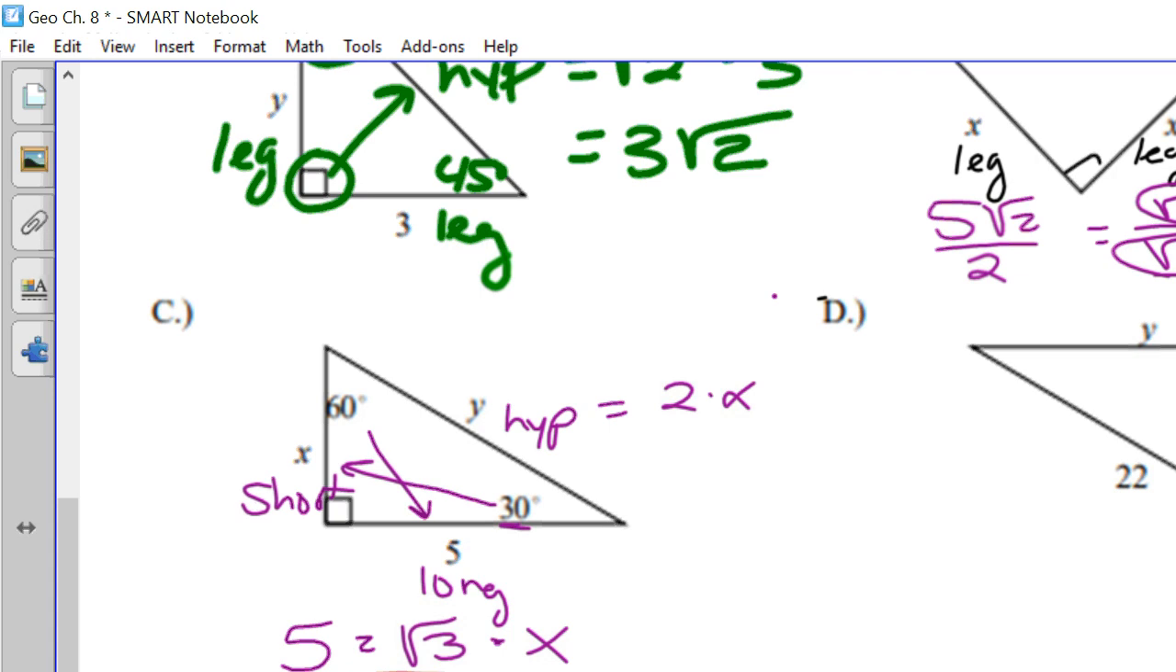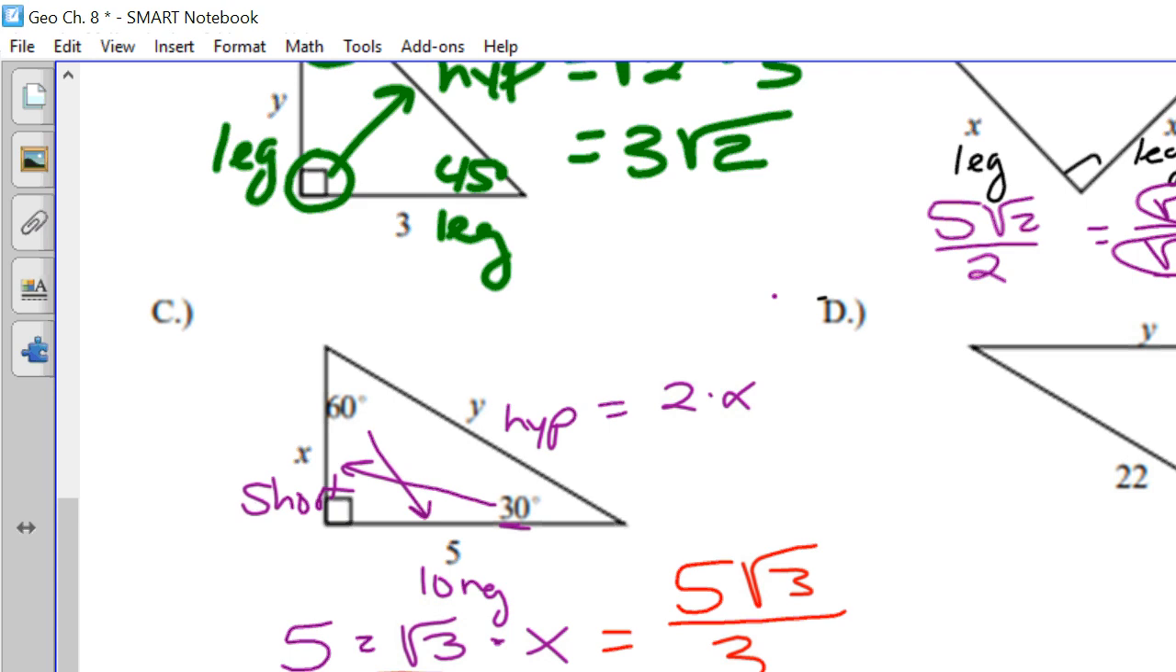And we get x is equal to 5 over root 3. But we cannot have a root in the denominator, so we need to multiply both sides, or the top and the bottom, by root 3 over root 3. We just combine the tops to get 5 root 3. Remember, we like the whole number out front and the root on the right-hand side. And root 3 times root 3 is 3.